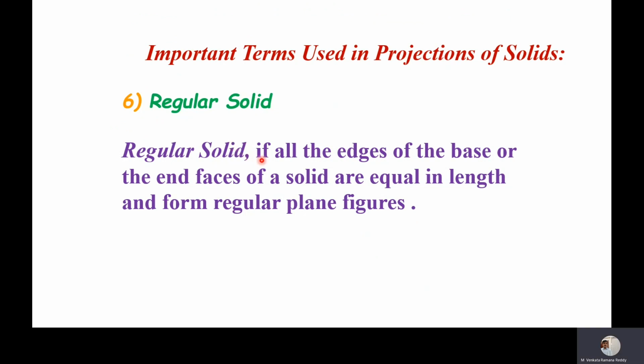Regular solid. If all the edges of the base or the ends of the solid are equal in length and form a regular plane figure, then it is called a regular solid. In the case of a regular solid, all the base side measurements are the same, and even the face side measurements are also the same. Then it is called a regular solid.